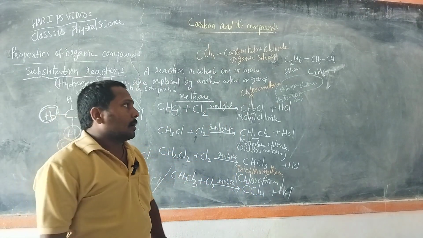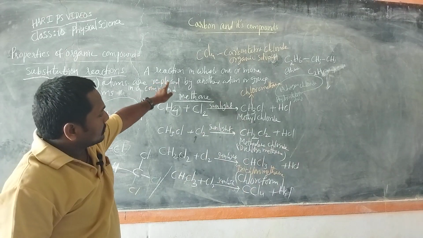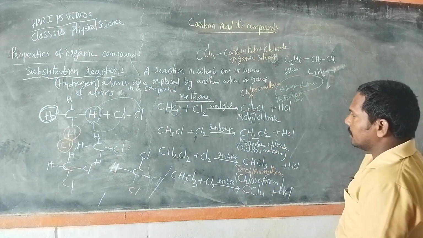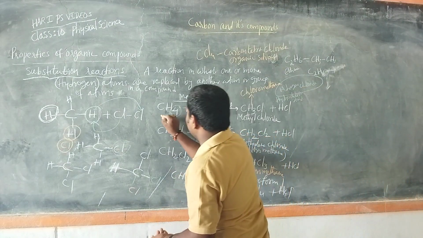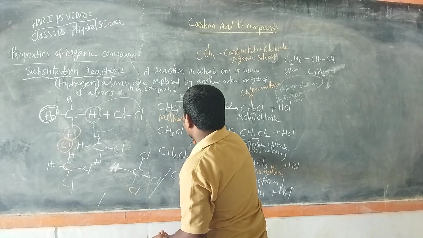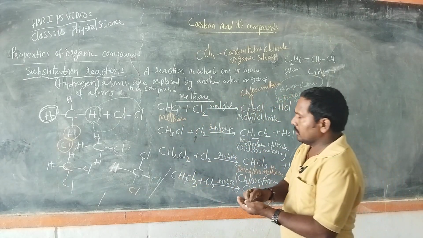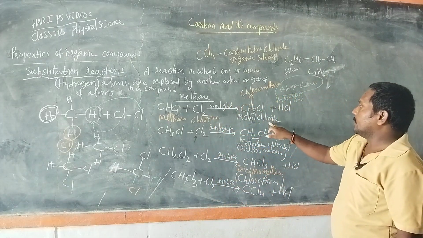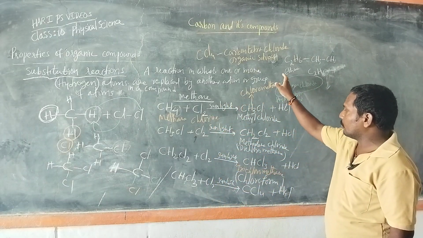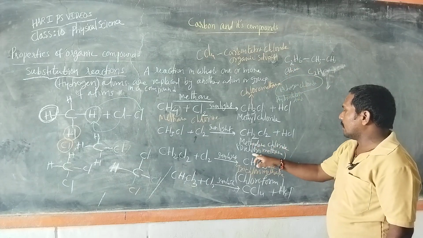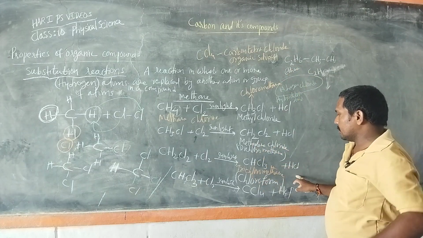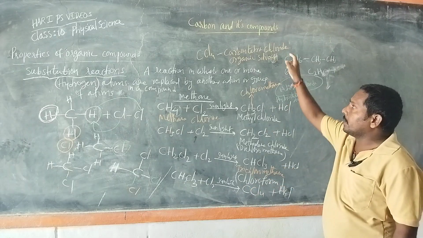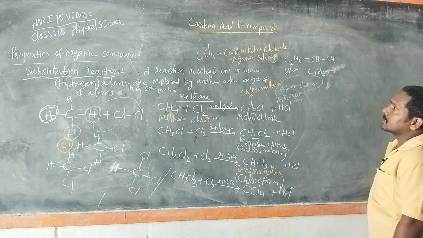Okay, so these are about substitution reactions. These chemical equations and names are very, very important. This is methane, chlorine. After that, methyl chloride or chloromethane, methylene chloride or dichloromethane, trichloromethane, whose general name is chloroform. Then finally carbon tetrachloride, which is an organic solvent.